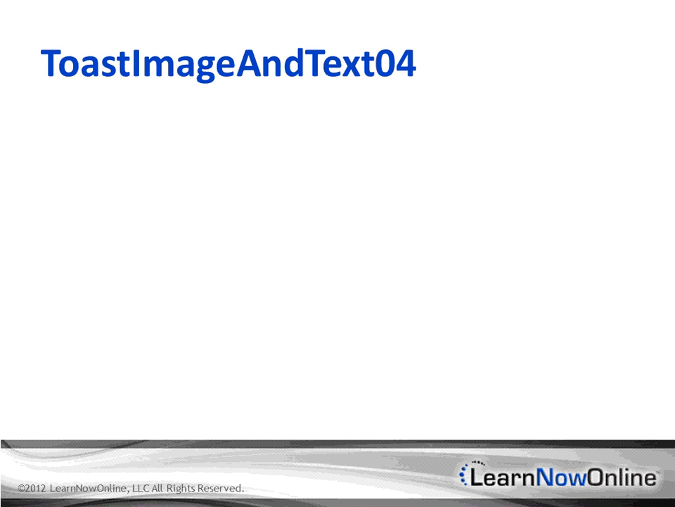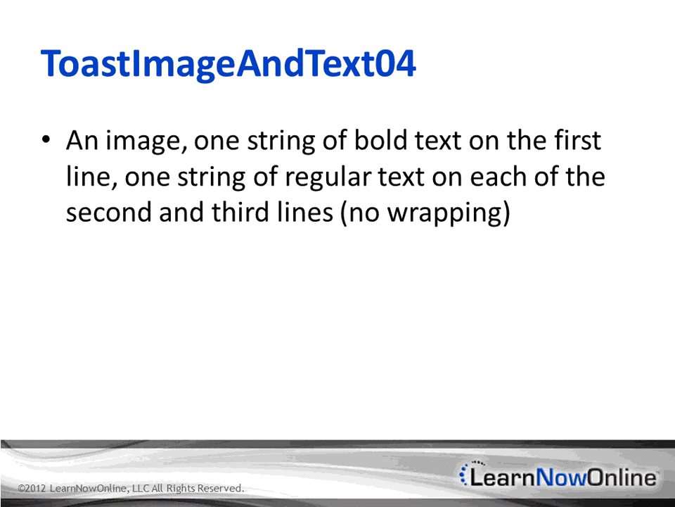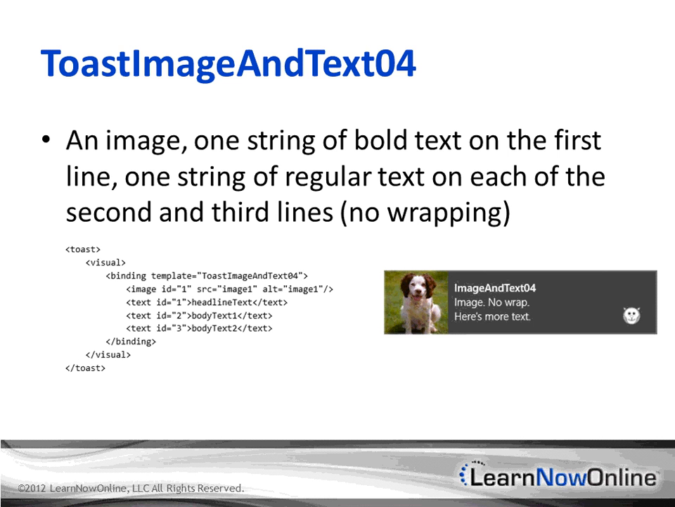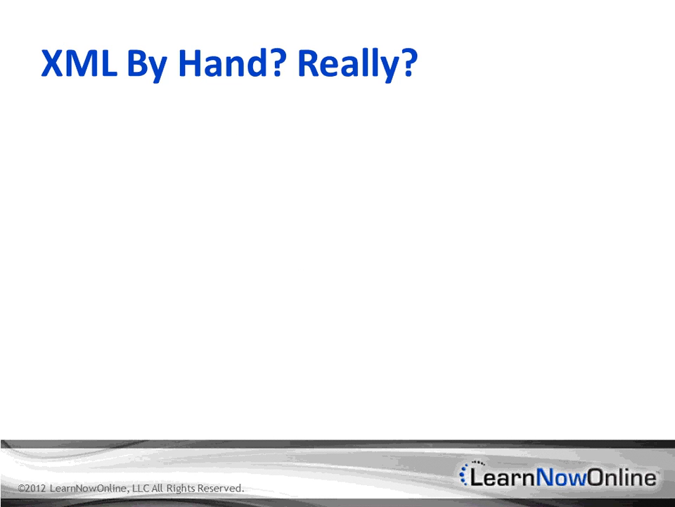Finally, we have toast image and text 04, which is an image, then one string of bold text on the first line, and then one string of regular text on each of the second and third lines with no wrapping. Again, you'll have an image plus three text elements in the XML, and you'll have a toast notification that looks something like this. So to create those toast notifications, we have to build XML manually.